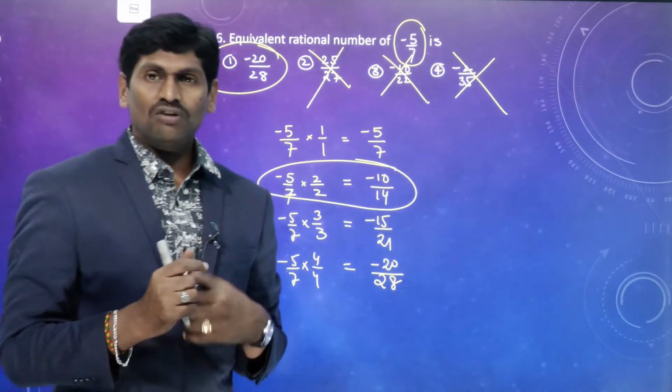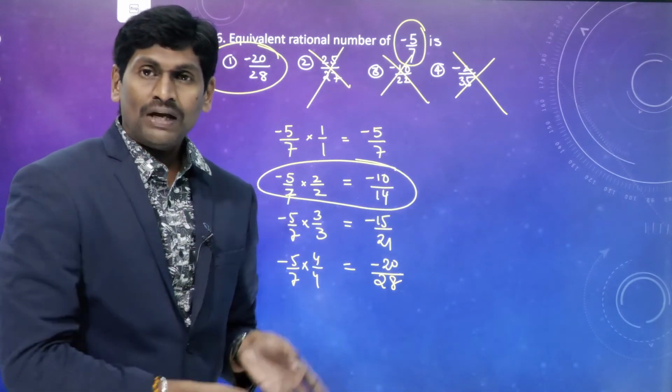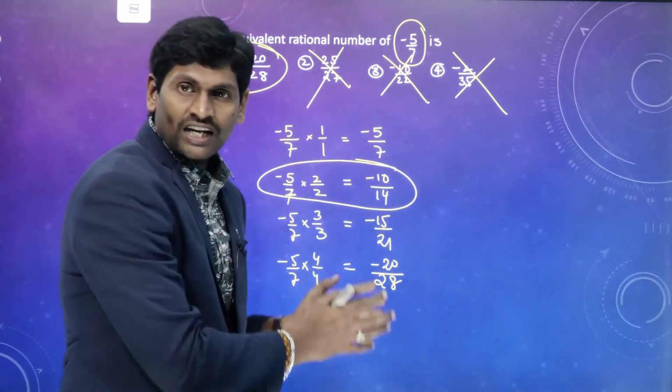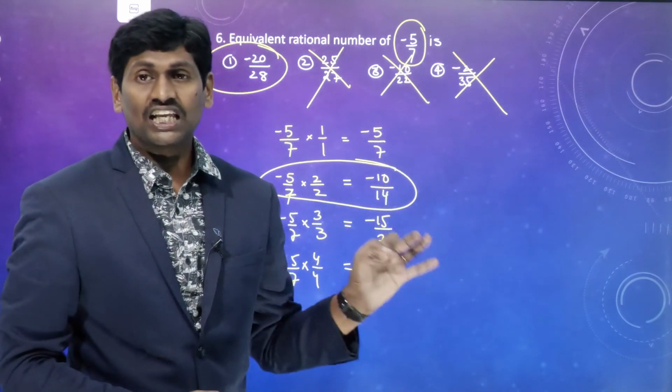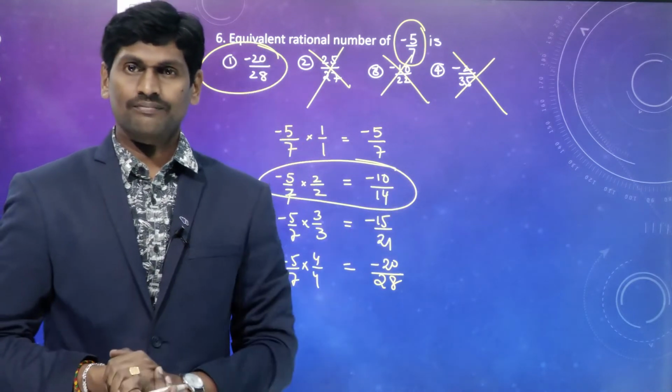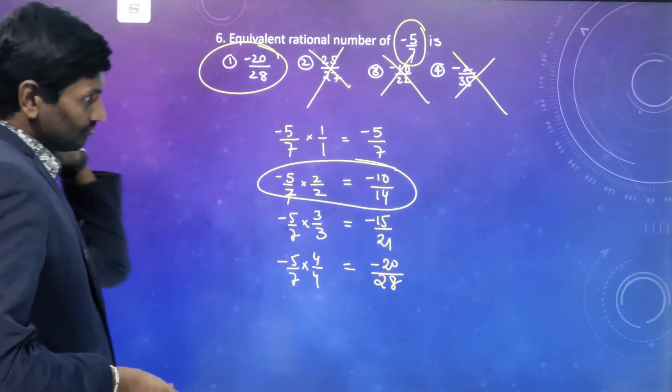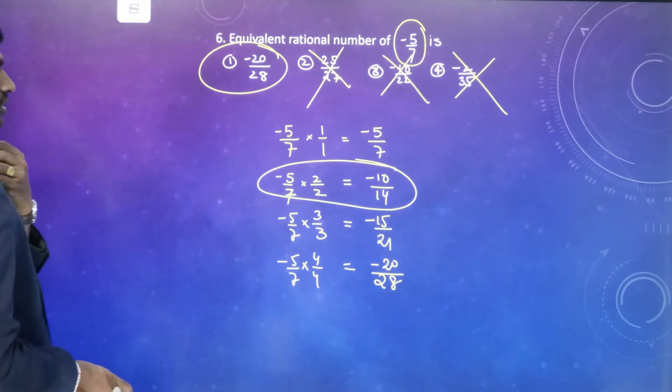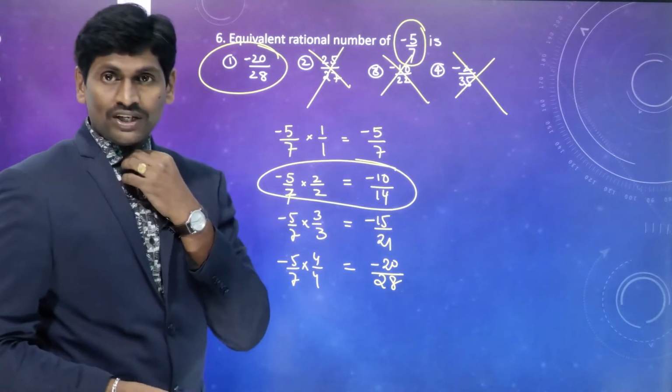Okay? How will the equivalent fractions form? Multiply both numerator and denominator with the same number, it gives its equivalent fraction. Okay? Shall we go to the next one?